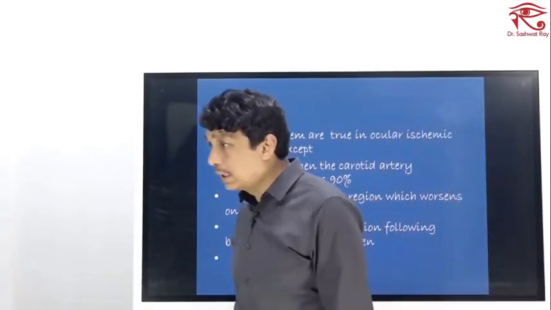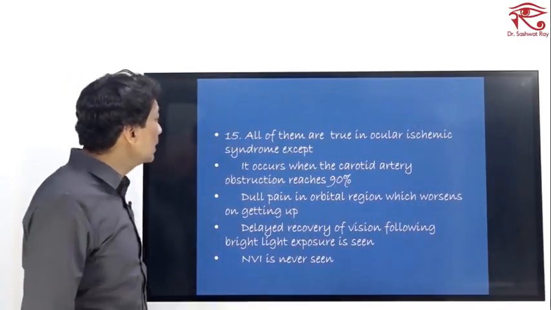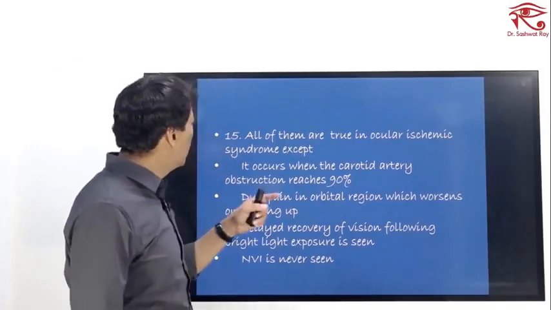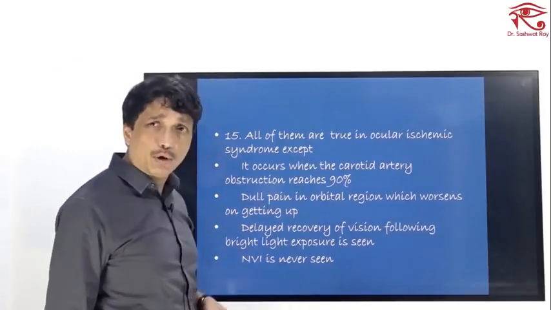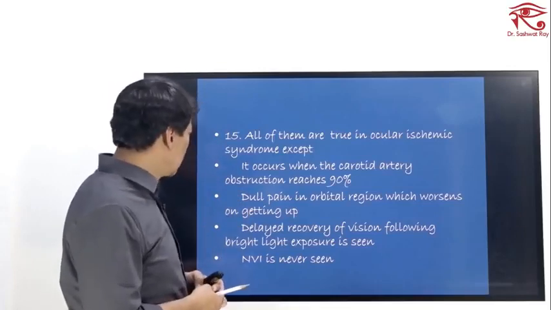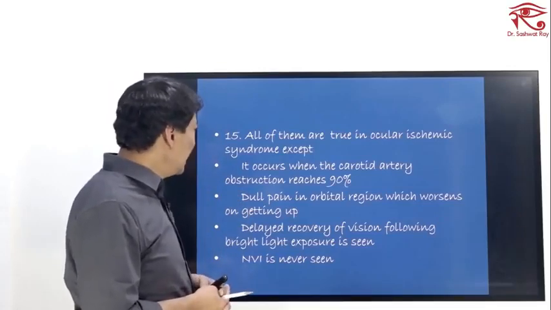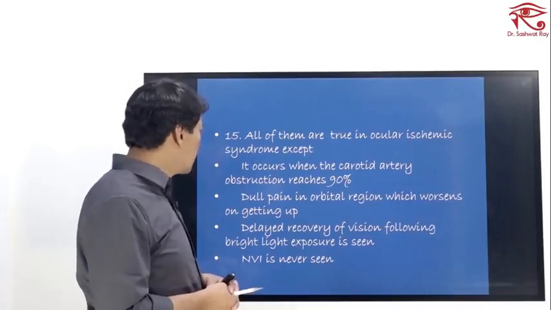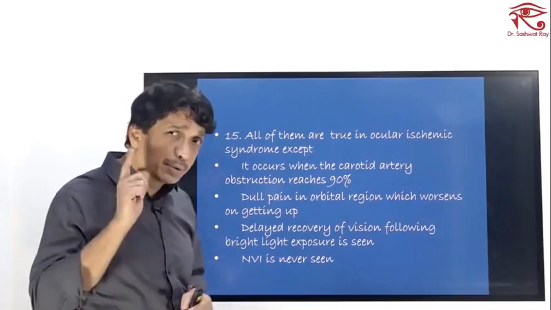Question number 15 is the next question. What is asked is, all of them are true in ocular ischemic syndrome except... Again, let's see what the choices offered are. Choice A, it occurs when the carotid artery obstruction reaches 90%, is absolutely correct.